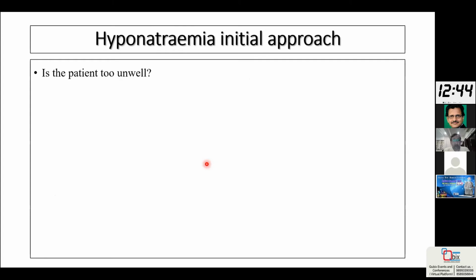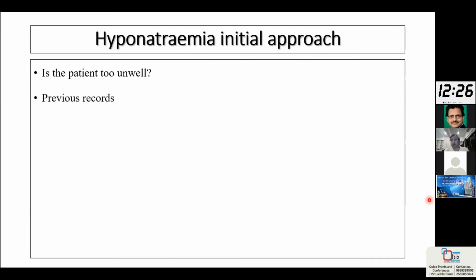So in the initial approach, first, is the patient very unwell? Then the patient needs treatment first. So is the airway, breathing, circulation, all those are needed.